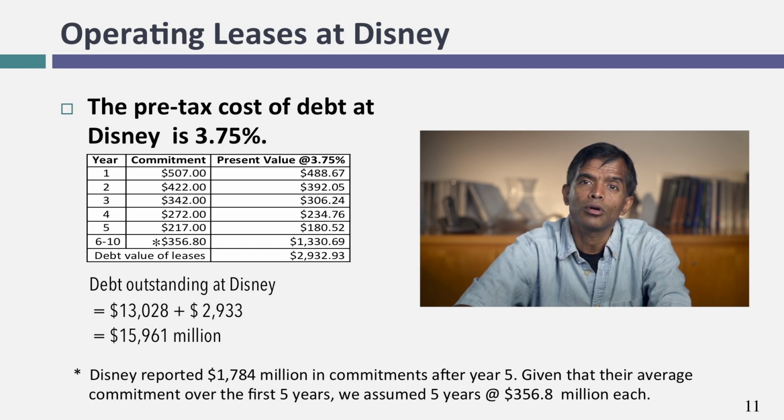I'm going to add that number on to the $13.03 billion that you saw on the previous page, and the total debt that I get for Disney as a company is $15.96 billion. From this slide on, that's what I'm going to treat as Disney's debt.